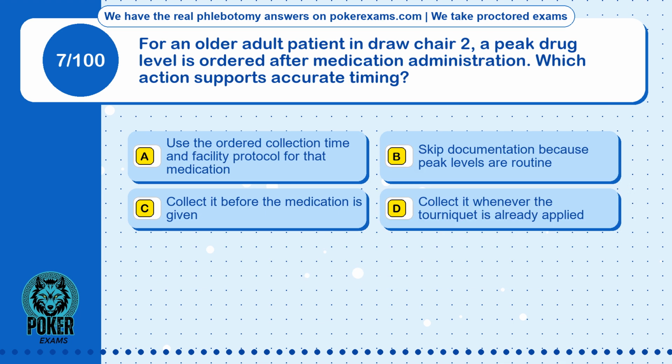Question 7. For an older adult patient in draw chair 2, a peak drug level is ordered after medication administration. Which action supports accurate timing? Option A, use the ordered collection time and facility protocol for that medication. Option B, skip documentation because peak levels are routine. Option C, collect it before the medication is given. Option D, collect it whenever the tourniquet is already applied.